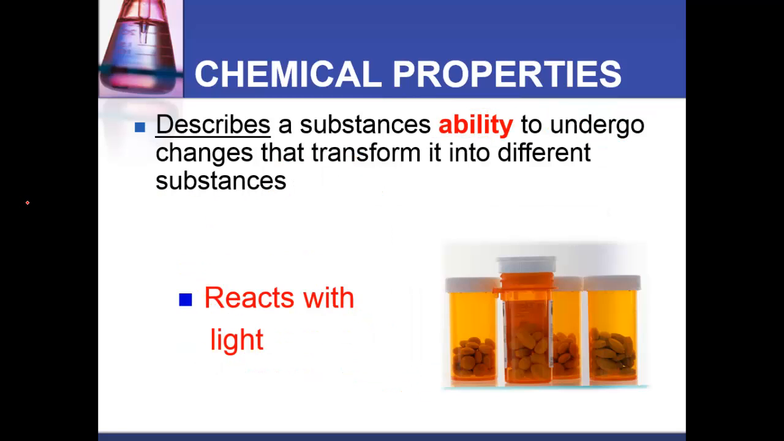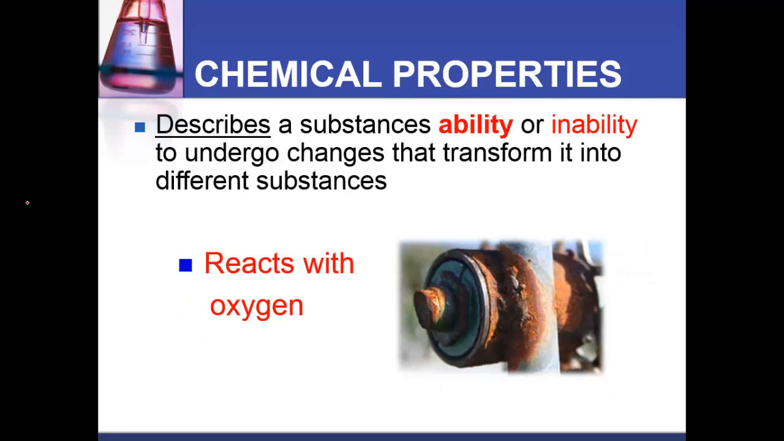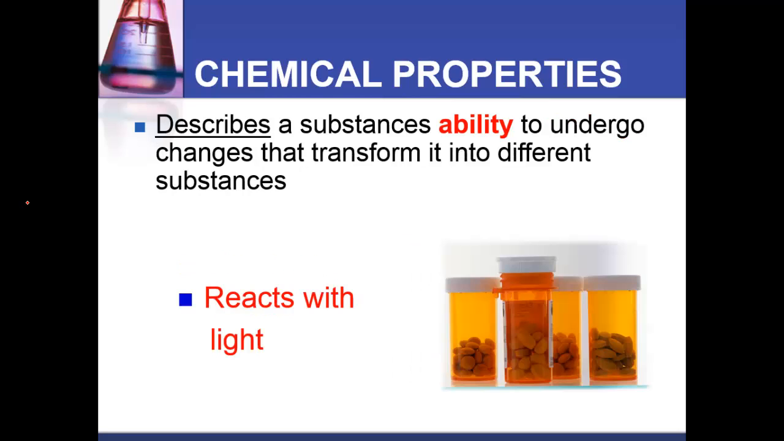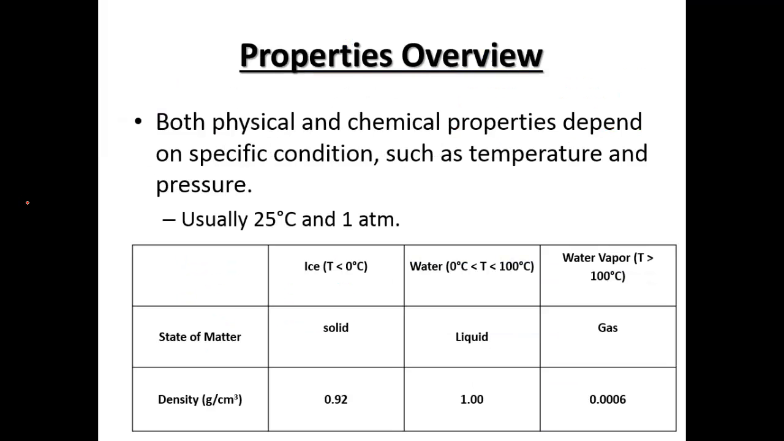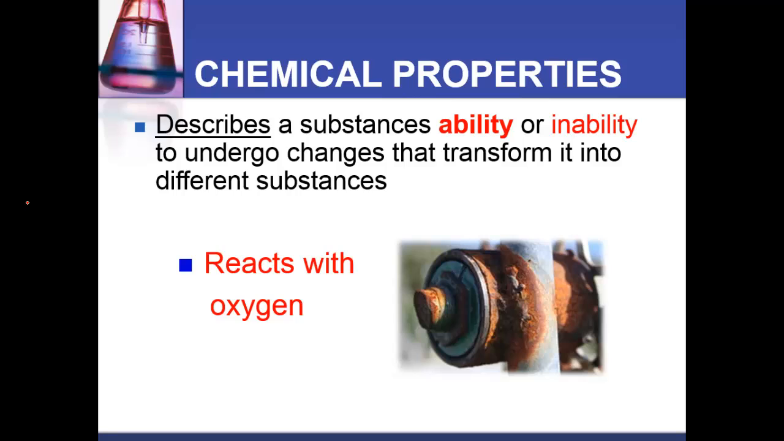If something reacts with sunlight, so undergoes a change. If something reacts with oxygen, an ability for it to rust. If we go back, medications a lot of times are stored in bottles that react with sunlight so that UV light is not allowed to filter in. So when we're looking at physical properties, what we're looking at is just describing the material. When we look at chemical properties, it's going to be the ability or the inability to change into something. If something does not react, that's an inability to change, and that is still a chemical property.